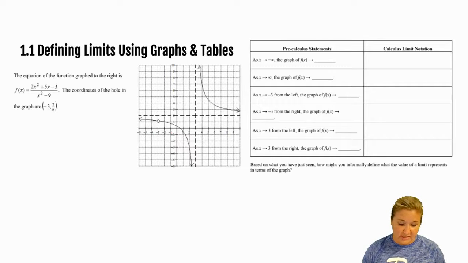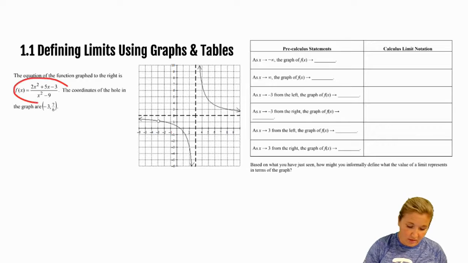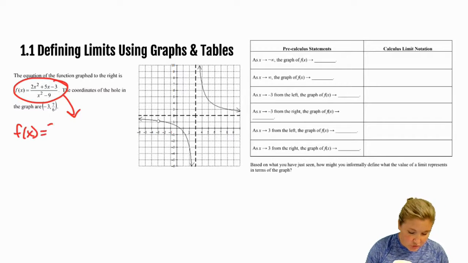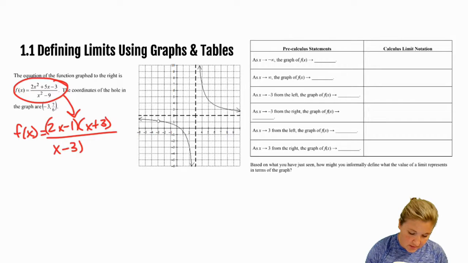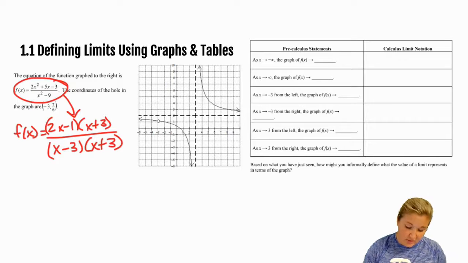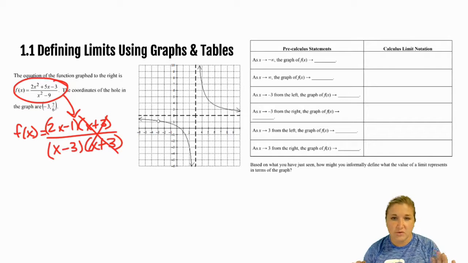You can also see that there is a hole at negative 3, 7/6. So just a real quick note on that. This right here can be factored to be 2x minus 1 times x plus 3. And then the bottom is a difference of squares, so that's x minus 3 times x plus 3. And you can see that they have a common factor, and those divide out. Don't say cancel. Never say cancel. It's like a bad word in math, okay? So don't say cancel. Say divide out. Okay, so they divide out, and so I'm left with 2x minus 1 over x minus 3.